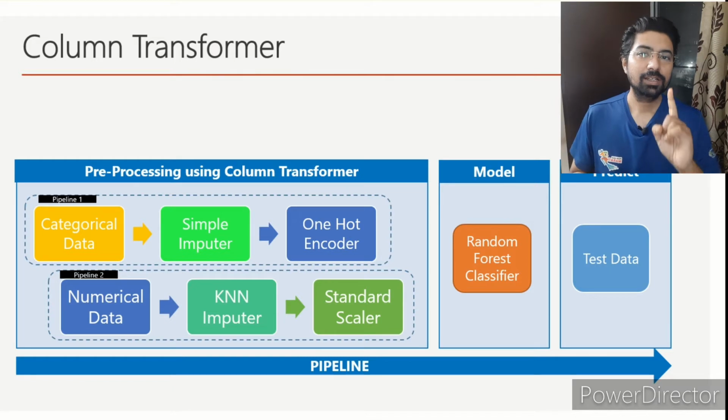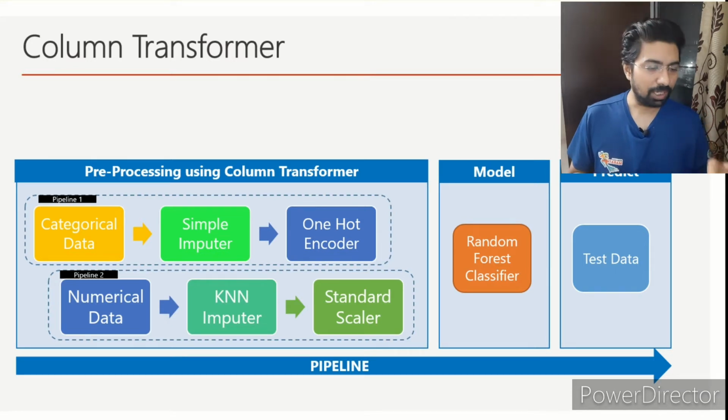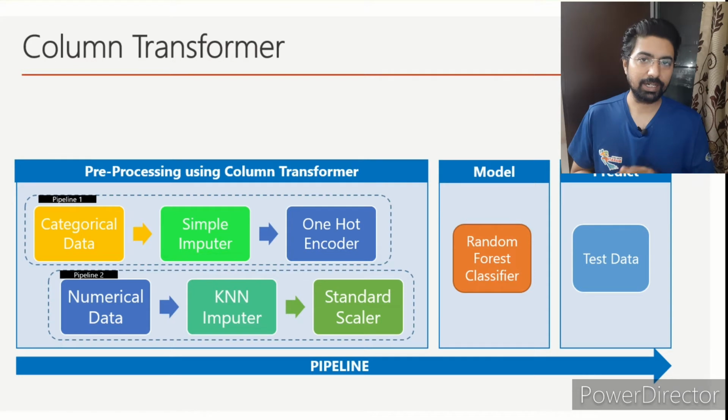So remember, the column transformer alone cannot handle multiple transformations within it. For multiple transformations, you need a pipeline. Here pipeline 1 is for the categorical data. You have a simple imputer to impute the missing values, and a one hot encoder to create a one hot matrix out of the categorical data to convert it to numerical data.